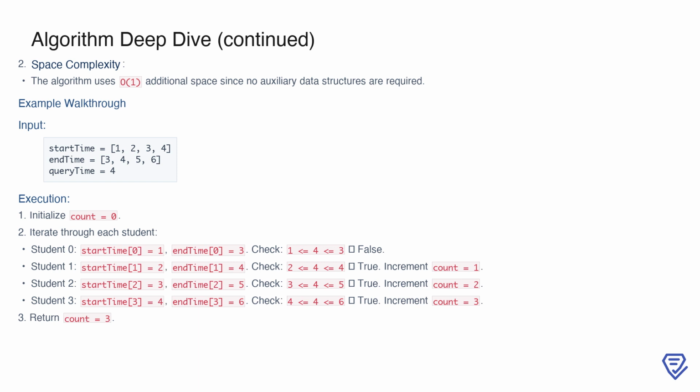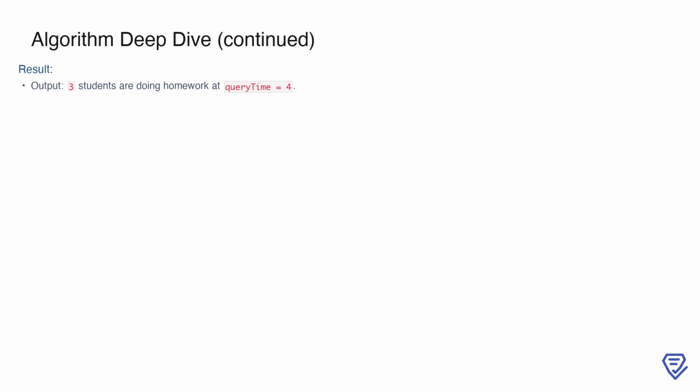increment count to 1. For student 2, the interval is from 3 to 5, and the condition 3 <= 4 <= 5 is true, so we increment count to 2. For student 3, the interval is from 4 to 6, and the condition 4 <= 4 <= 6 is true, so we increment count to 3. After checking all students, the final value of count is 3. Based on the example, the output is 3, meaning 3 students were doing homework at query time equals 4.